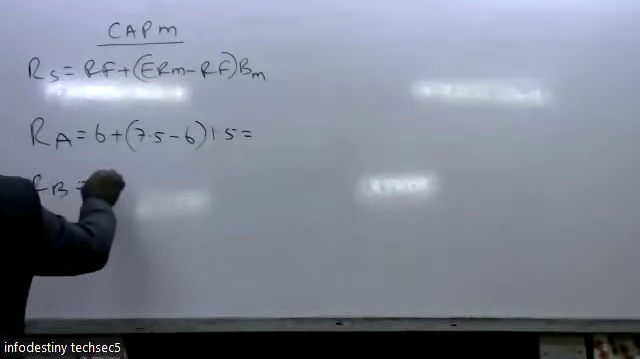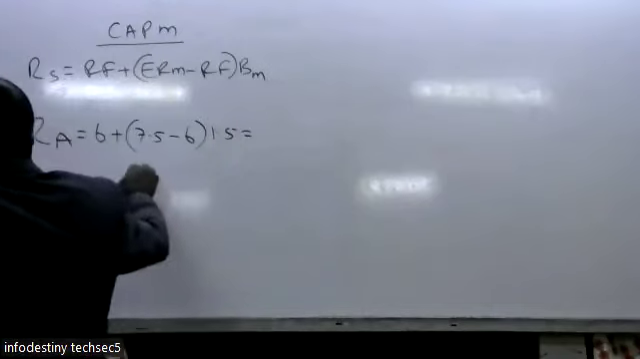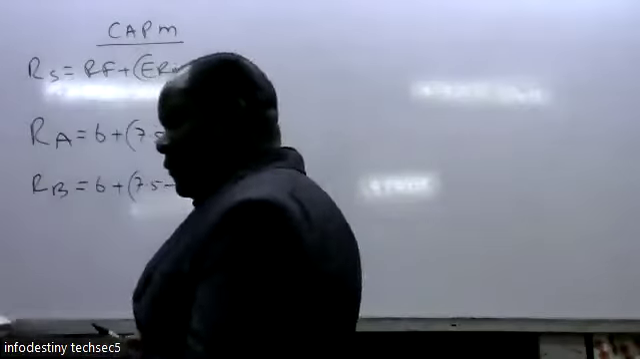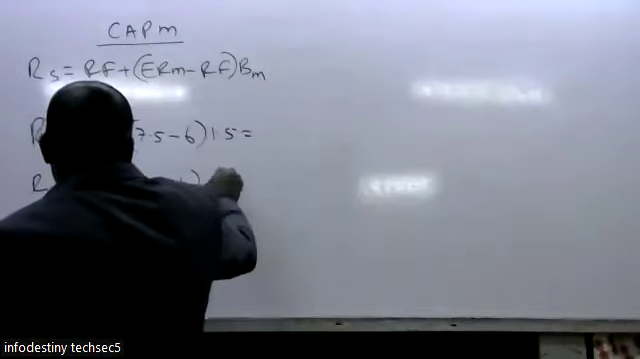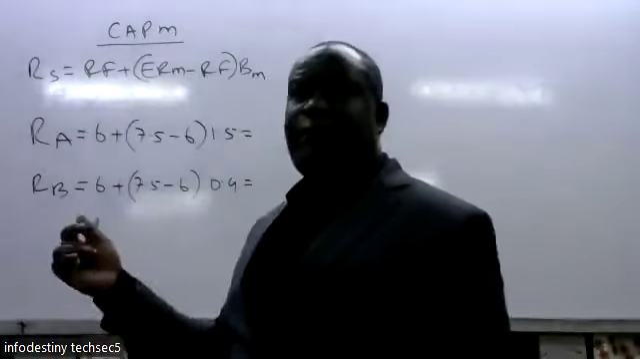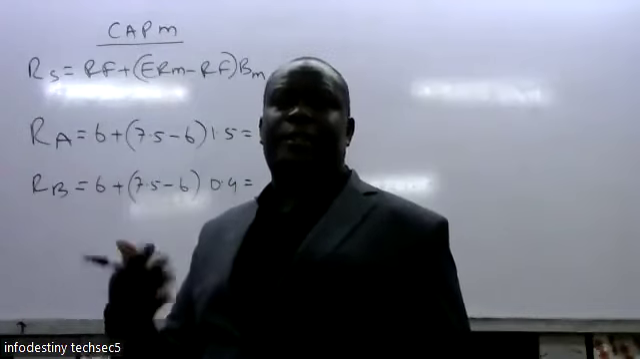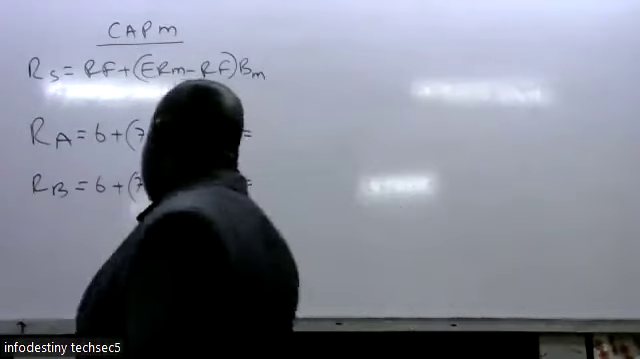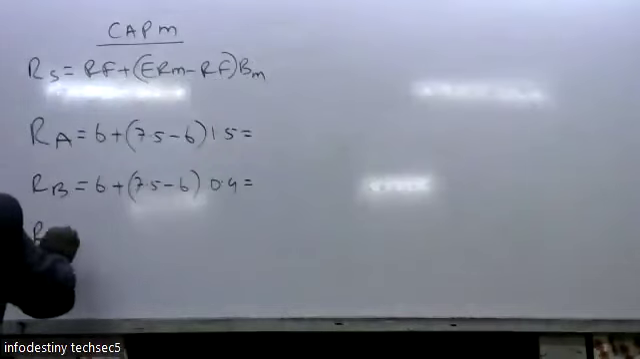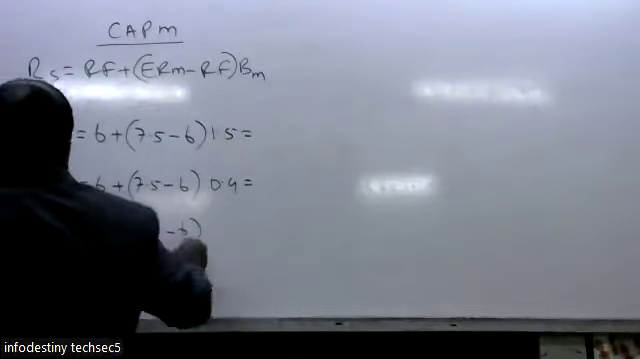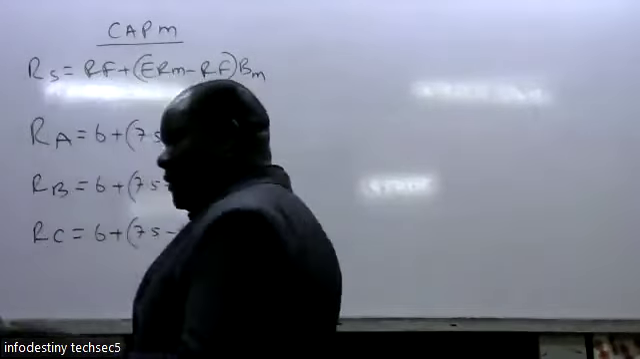So we do the same for return for B. Also 6 plus, in brackets, 7.5 minus 6. So the beta for this one is 0.9. We also compute the return. The risk-free rate will not change. The expected return for the market will not change. The one that is changing is the beta factors. So you do the same for the return of C. It is 6 plus, in brackets, 7.5 minus 6. So that beta factor is 1.1.